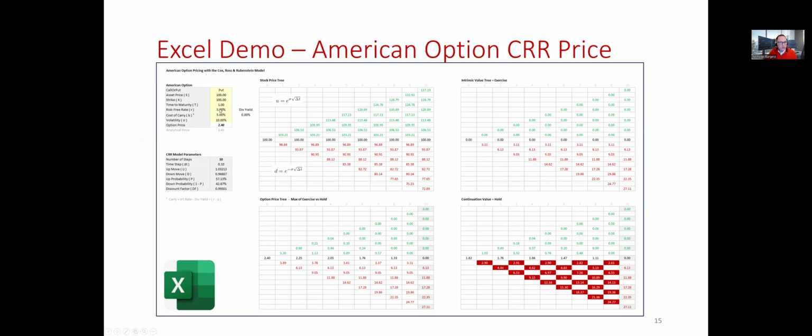And you can see the interest rates are 5%. There's no dividends in this case. Carry is 5 as well. You see all our parameters. How did we calculate the up move, down move, up probability, down probability? Everything you need to know in terms of parameters is here.